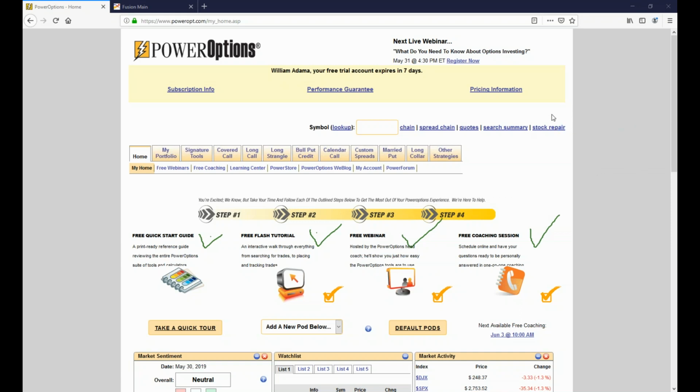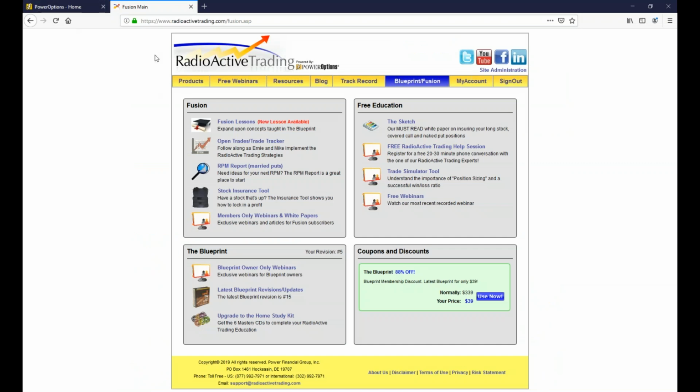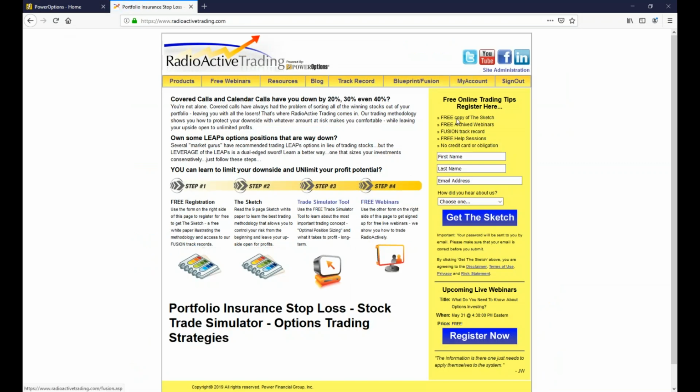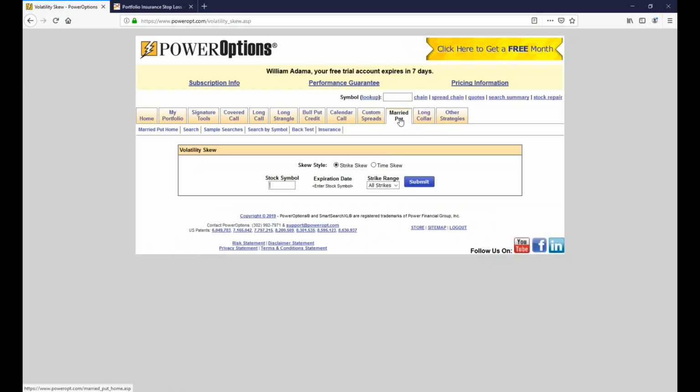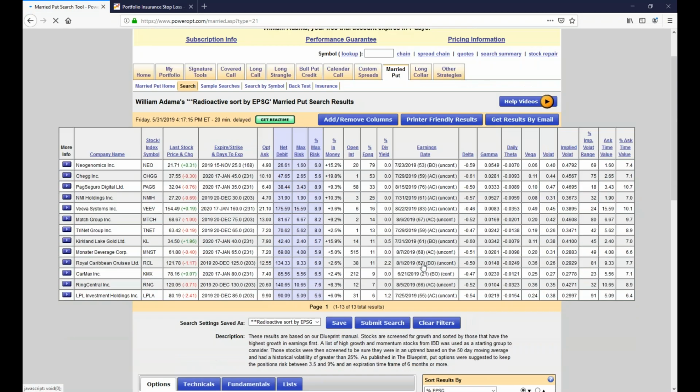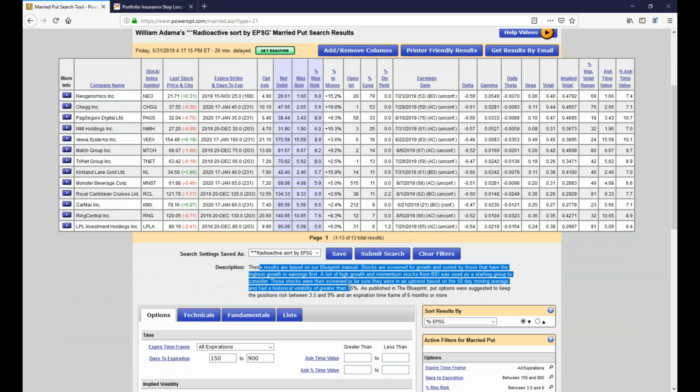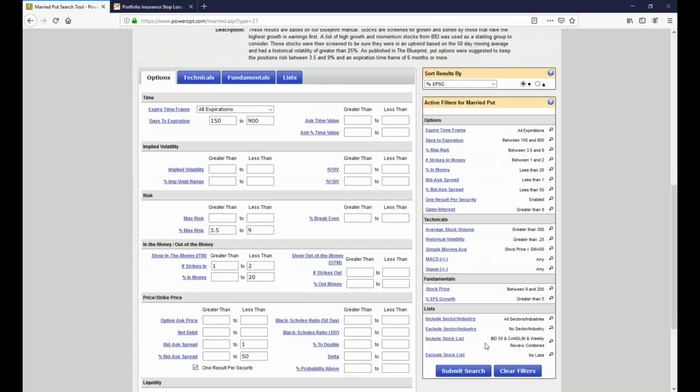Now, earlier today, I posted a quick video for our Fusion subscribers and Blueprint owners regarding trusting the stock selection as we compared it to other stock selections that were available. And what I mean by that is that on Power Options, if you go into the Married Put screen and you go into the search tool, you see a list of trades that's based on our default criteria as discussed in the Blueprint, the full work that describes the limited risk radioactive trading technique and the 12 different income methods. Now, this is a specific set of option and stock criteria that have worked for us for years.